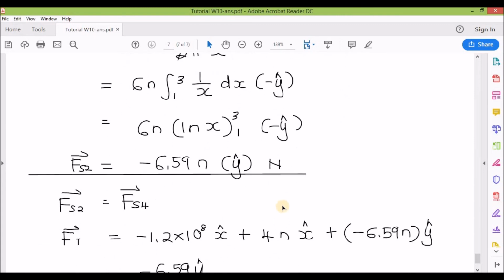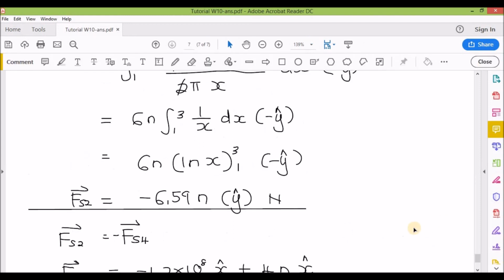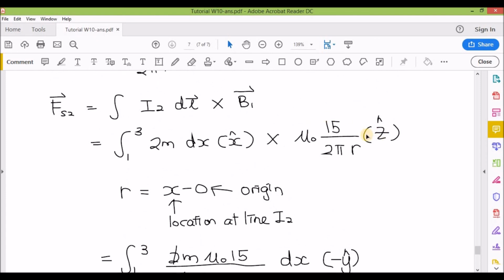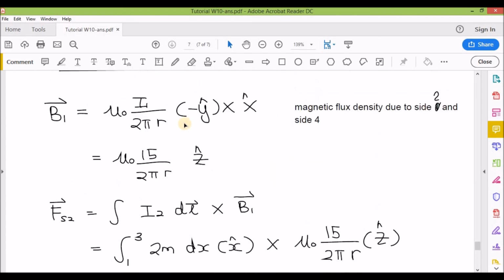So let's look at side 4. This one will be your side 4. Side 4 will be the negative of side 2. Why? If you look at this part, it will be the same. The I1 is still in the negative y direction, and the unit vector r is still in the positive x direction. No change on this side.